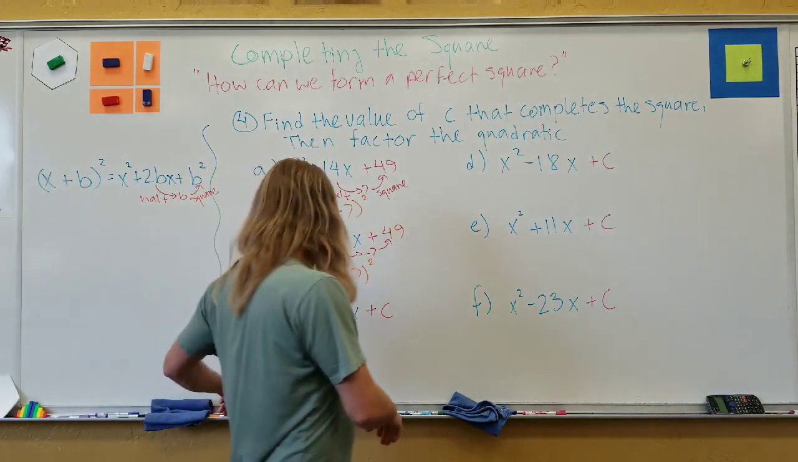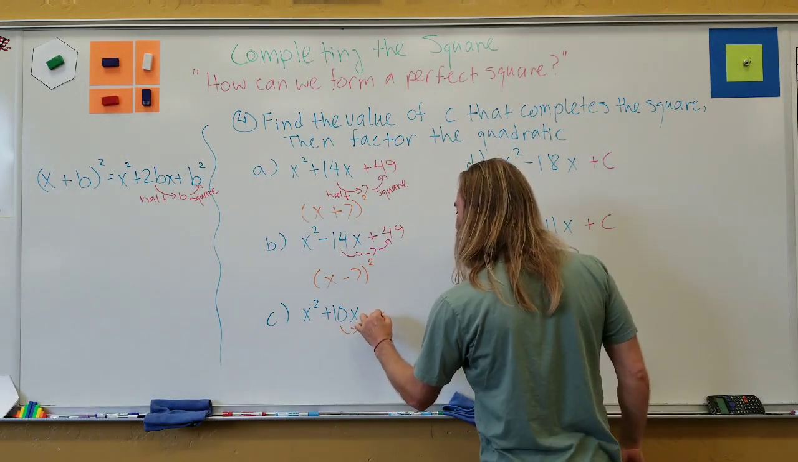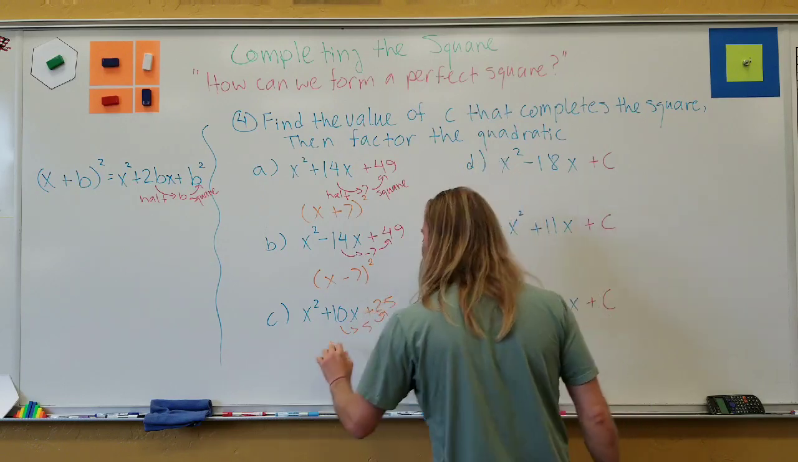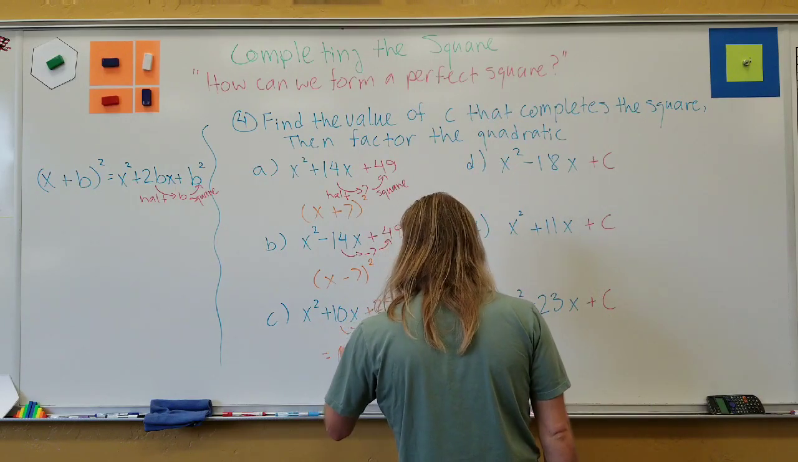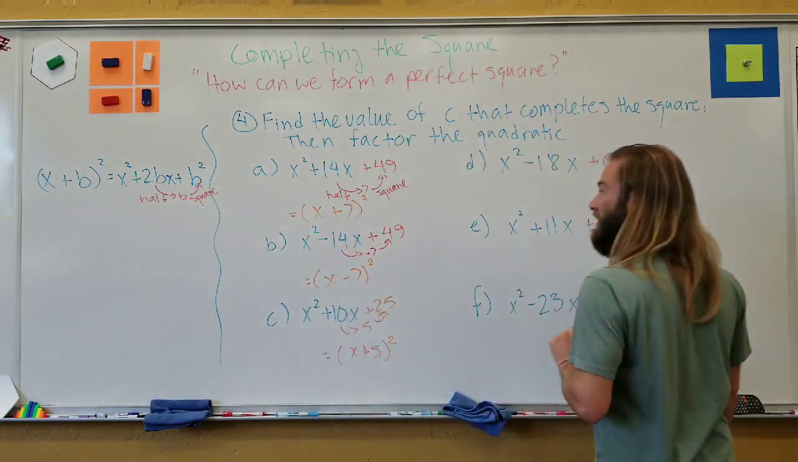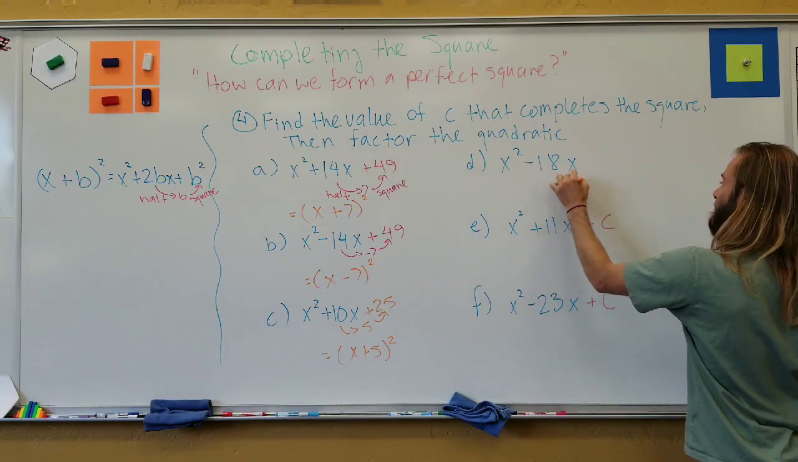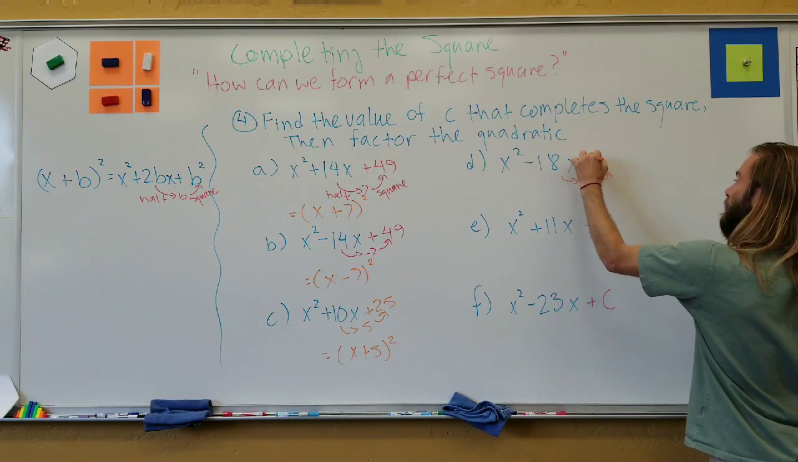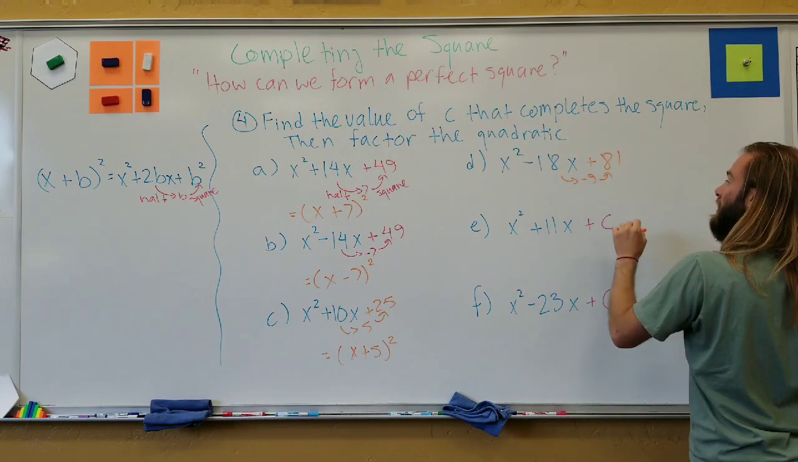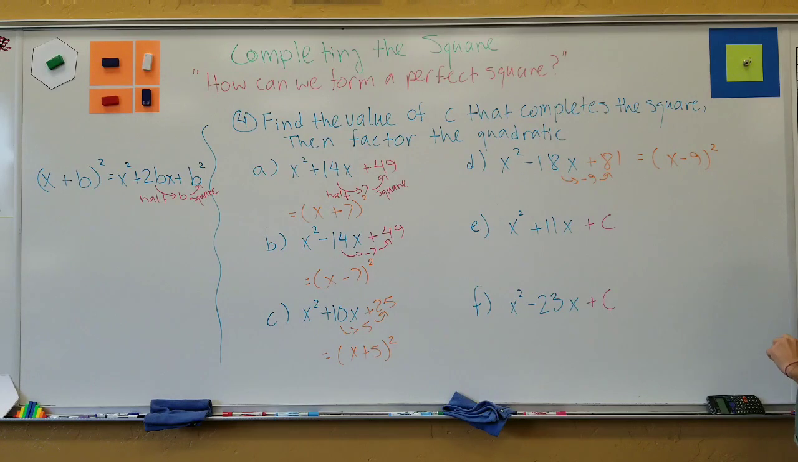All right, so here's what you should get for this one. Half of 10 is 5, squared is 25. And so this is going to equal x plus 5 squared. Forgot my equal signs. And for this guy right here, if I do half, I get negative 9, and squared gives me plus 81. And then that's going to be x minus 9 squared.